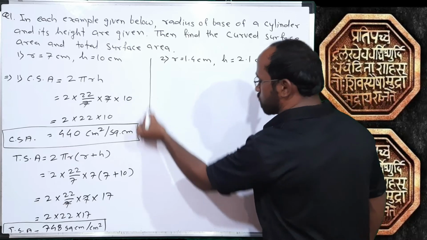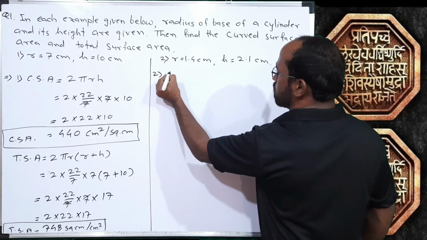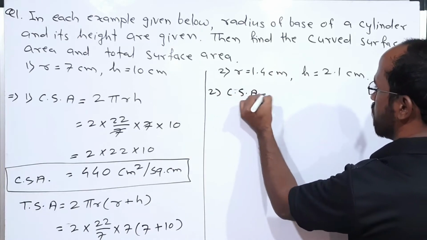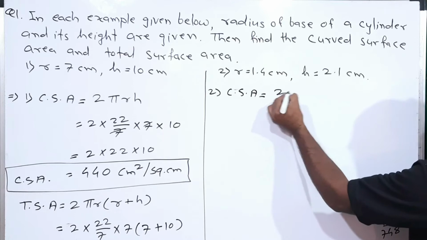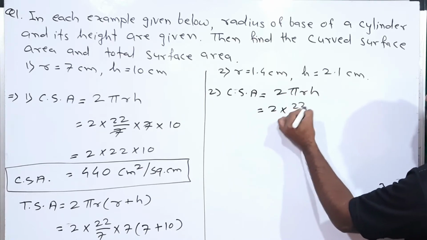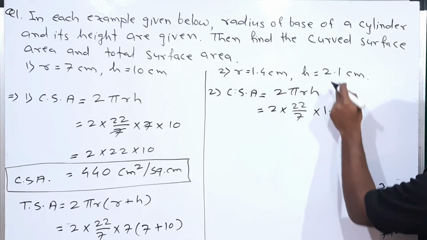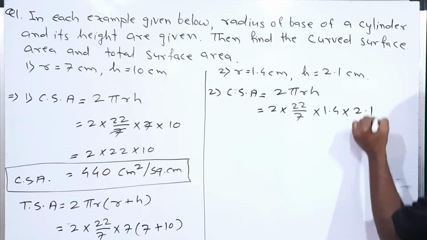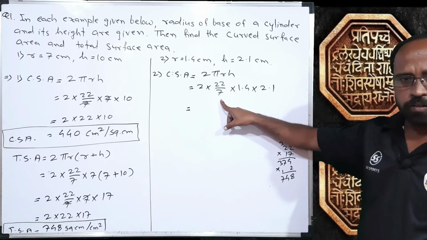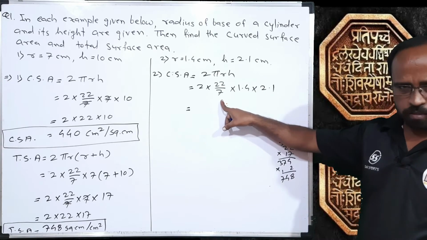Now let us find it for the second example. For the second example, once again, curved surface area is equal to 2 pi r h. That is equal to 2 multiplied by 22 upon 7 into r. r is given, 1.4, into h. h is equal to 2.1. We can apply test of divisibility. So this 1.4 we can divide by 7, 2.1 also we can divide by 7.